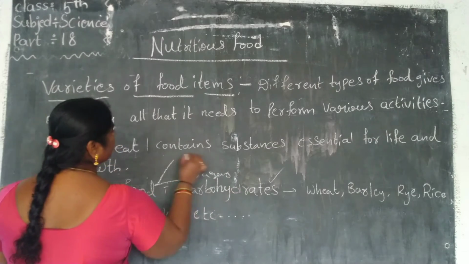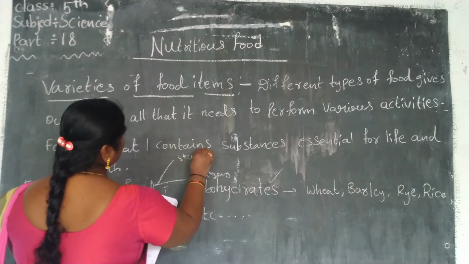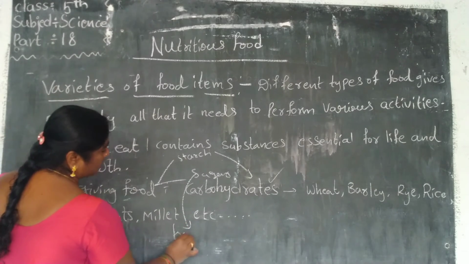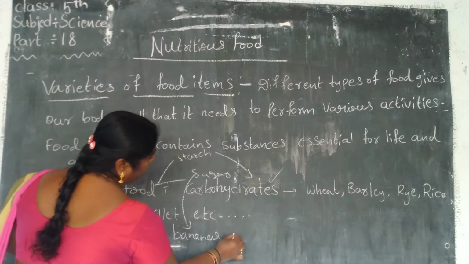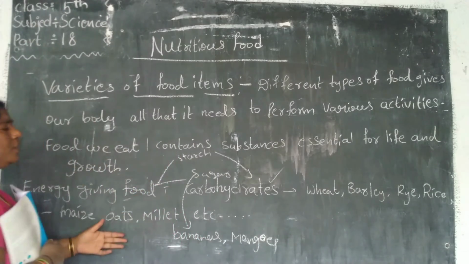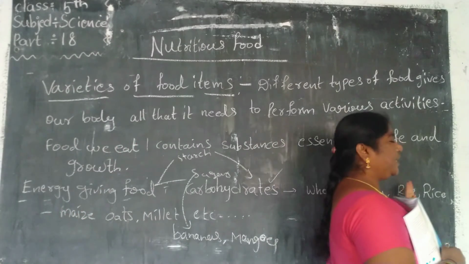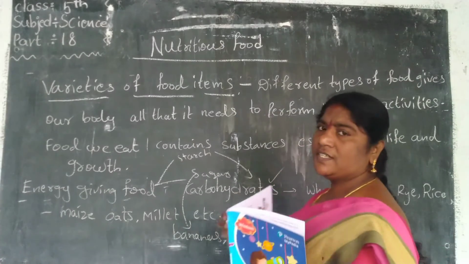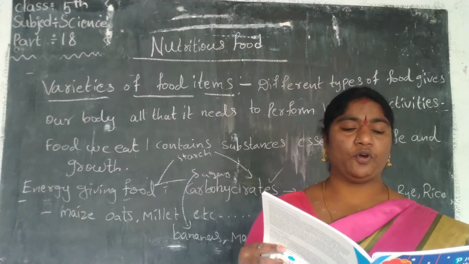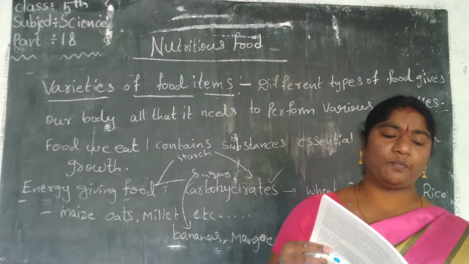So there are two types: sugar and starch. Starch means carbohydrates. Which foods have sugar? Bananas and mangoes have a high sugar level. Which foods have starch? Wheat, barley, rice, oats and millets, the cereals. Cereals such as rice are rich in carbohydrates. Wheat, jowar, maize, ragi and oats are also rich in carbohydrates.